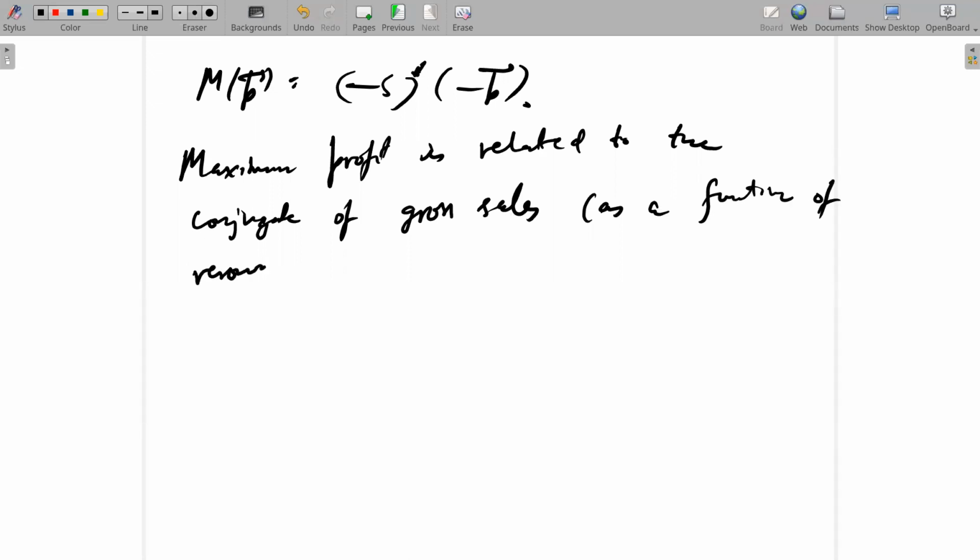All right. So we'll very briefly revisit conjugate functions when we talk about Lagrangian duality.